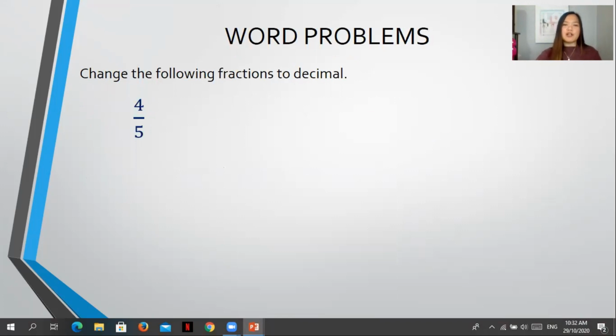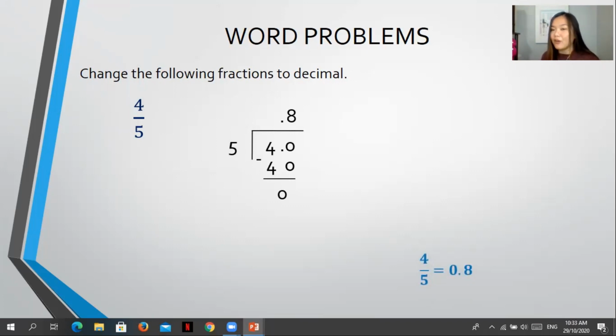Okay, so change the fraction 4 over 5 to decimal. Again, 4 divided by 5 cannot be done, so add zeros. 40 divided by 5 is 8. 8 times 5 is 40. And then subtract them, you get 0. So, that is now the answer because it terminates. And 4 over 5, or 4/5, is equal to 0.8.